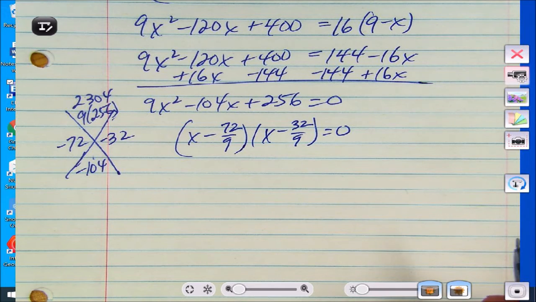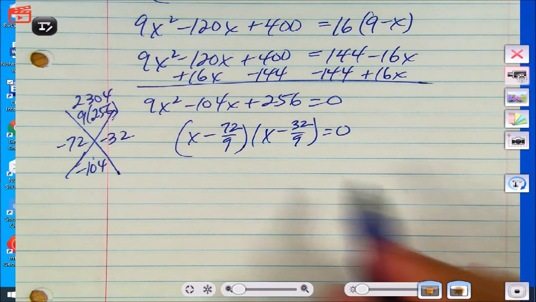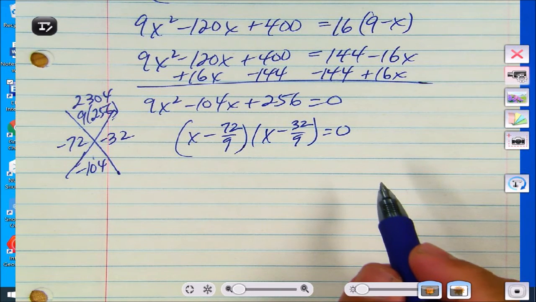How many problems like this do you get? Two. Okay, even on a test, I'm not going to give you more than 2 of these.